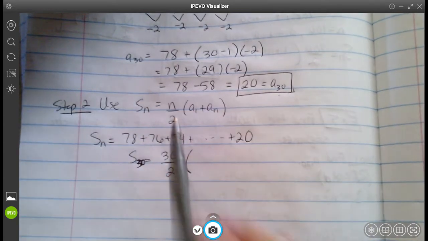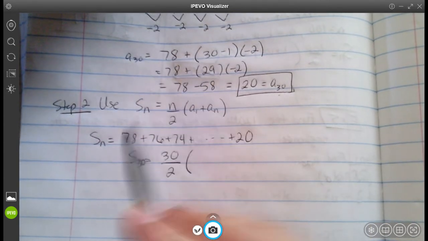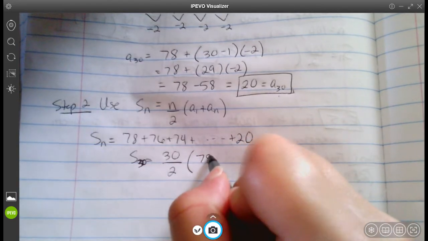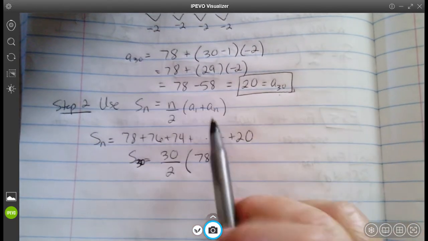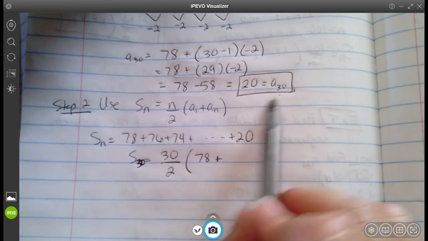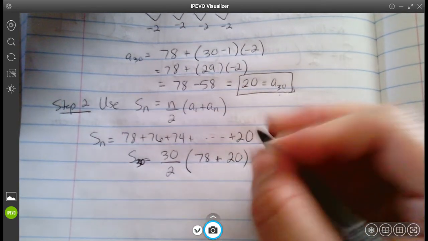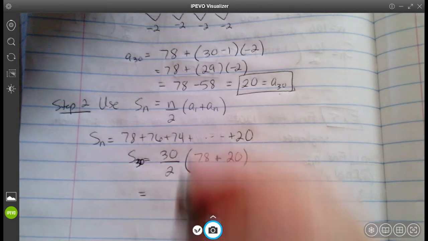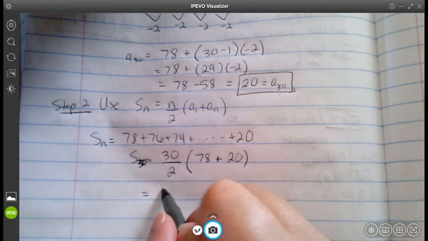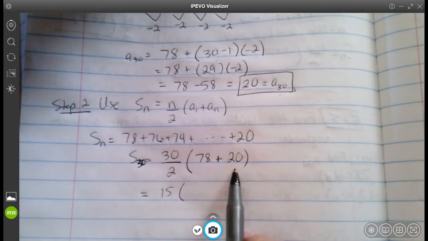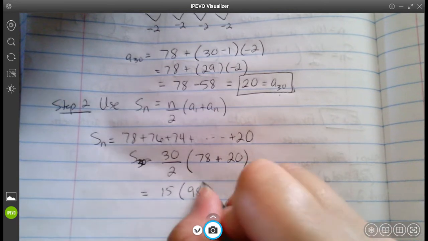over 2. A sub 1, that's the first term, so 78, plus a sub n. So what is a sub n equal to? What was this equal to? It was equal to 20, so 20. We're going to do this all mentally in our head. 30 divided by 2 is 15. 78 plus 20 is 98. How do you multiply this in your head?